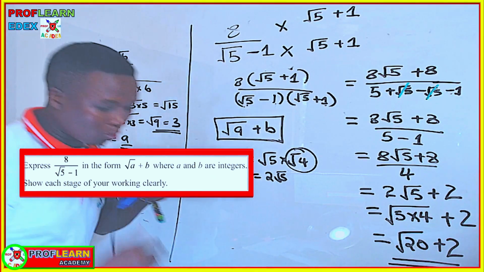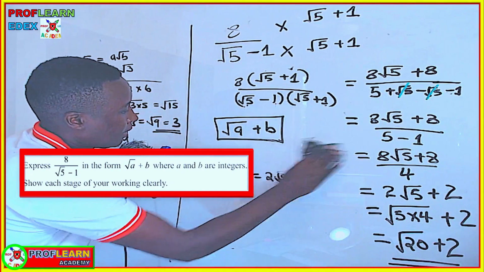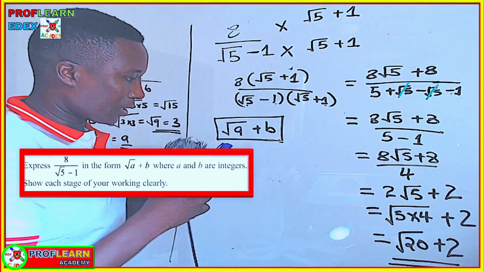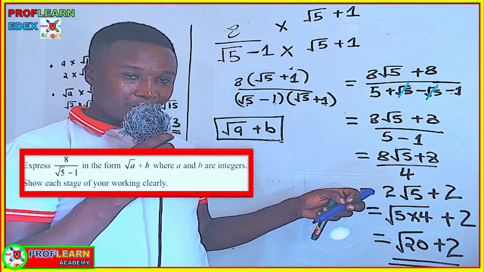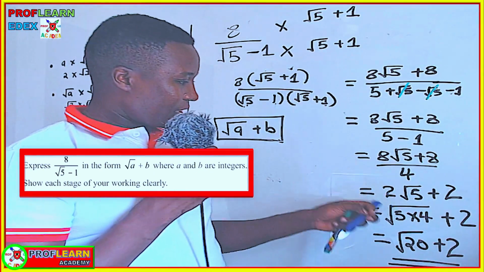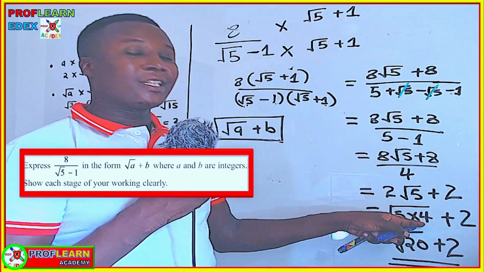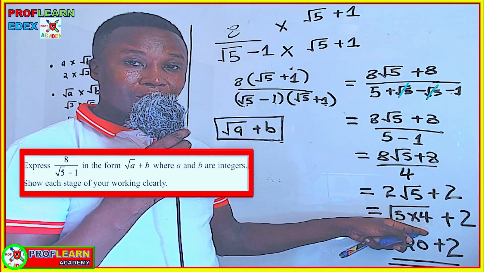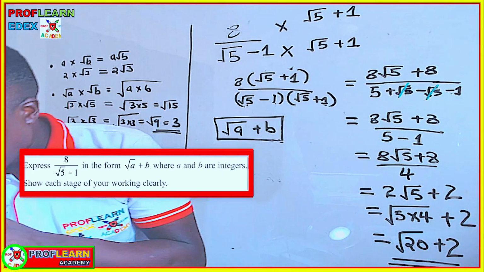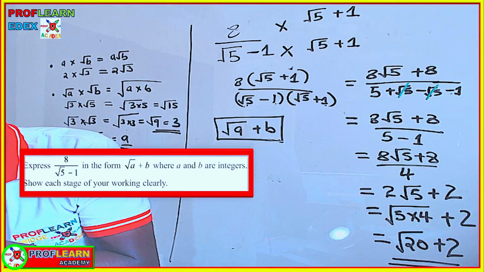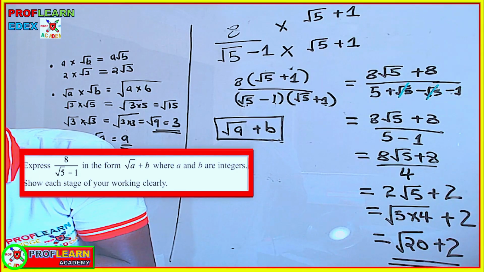So meaning when you have a number outside a square root and you want to take it inside a square root, what you ought to do is to square that number and then take it inside the square root. So basically, that's what we were supposed to do in this particular question.